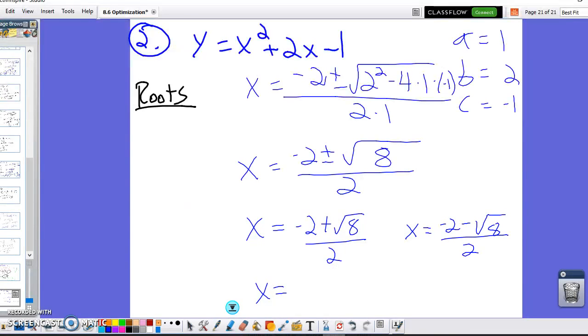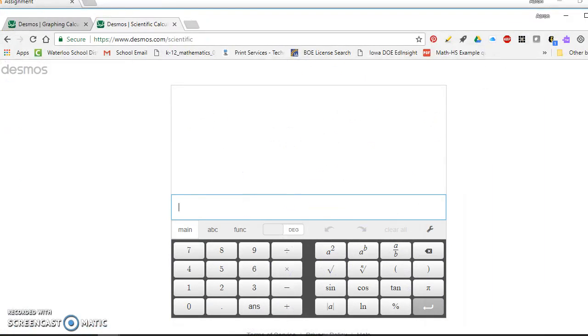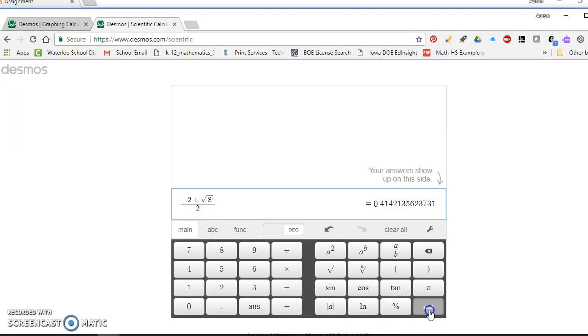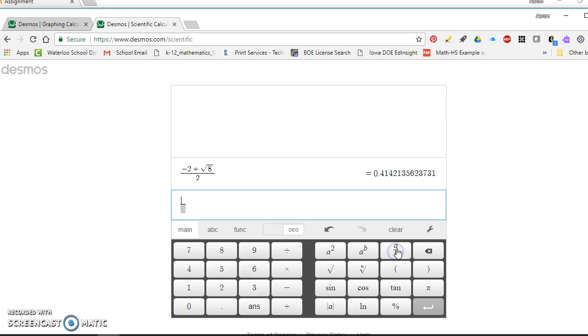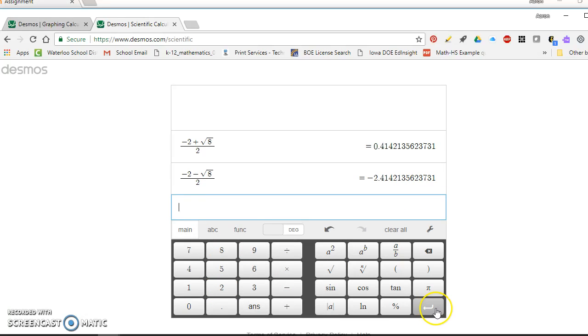let me go remind myself what it is I need to do. -2 plus square root of 8. So I am going to create a fraction. I'm going to do a -2 plus square root of 8. And then I'm going to divide that by 2, and I'm going to hit enter. I get this decimal of 0.414. All right, now we need to do the other answer, which was -2 minus the square root of 8, all divided by 2. Enter. -2.4.